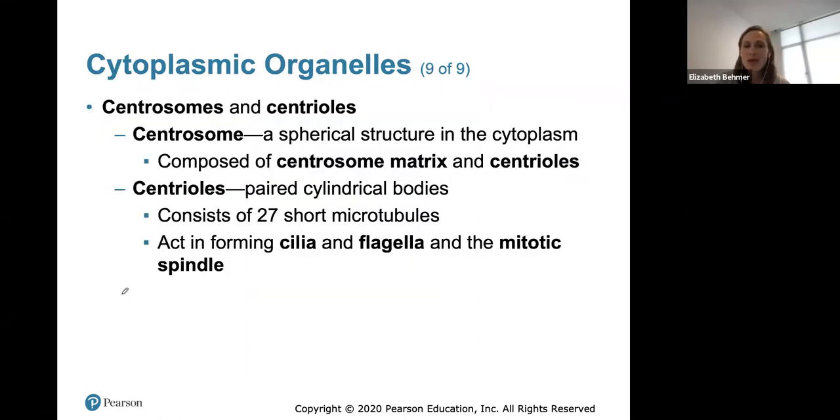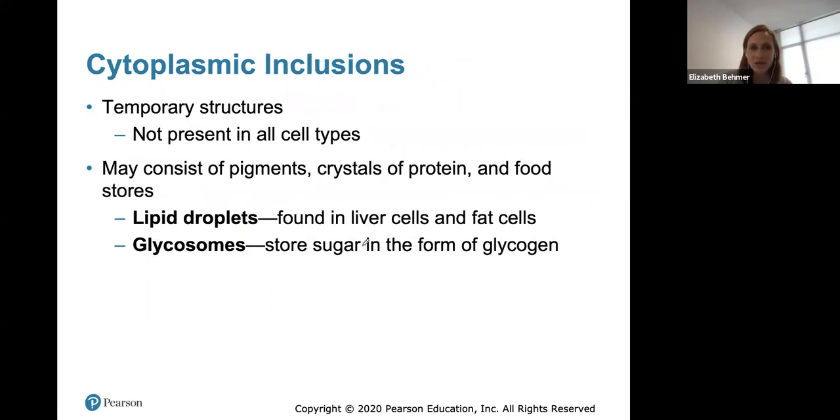The centrosome and centrioles, so your centrosome is the spherical structure in the cytoplasm, and centrioles are the paired cylindrical bundles that act in forming cilia, flagella, and the mitotic spindle, which help in cell division. Cytoplasmic inclusions are temporary structures. They may consist of lipid droplets, crystals of protein, or glycosomes.